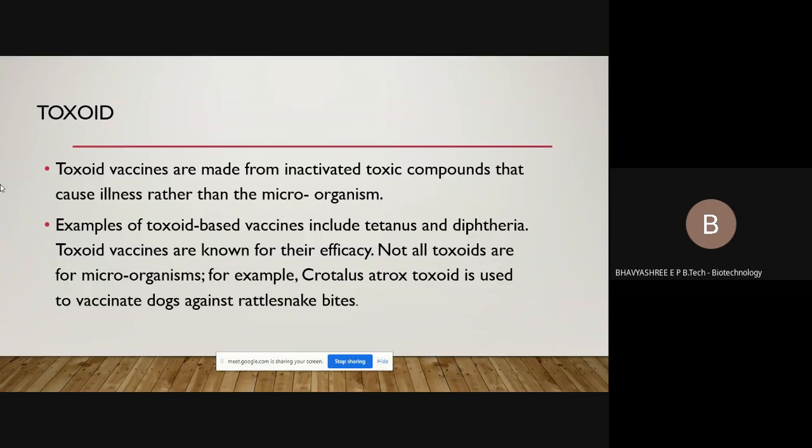Toxoid. These vaccines are made from inactivated toxic compounds that cause illness rather than the microorganism itself. Examples of toxoid-based vaccines include tetanus and diphtheria. Toxoid vaccines are known for their efficacy. Not all toxoids are for microorganisms. For example, Crotalus atrox toxoid is used to vaccinate dogs against rattlesnake bites.